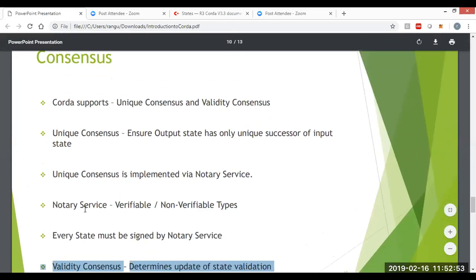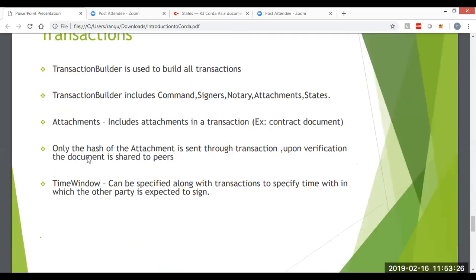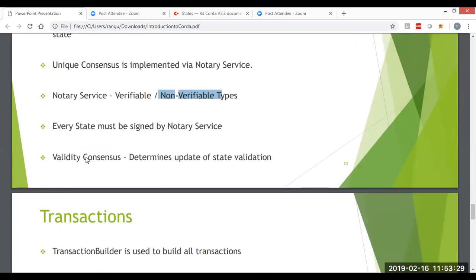When you talk about the notary service, if you send a transaction, the notary service can either see the data or not see the data. This talks about privacy. You can implement both types of notary services: verifiable and non-verifiable. When I say verifiable, it will read all your data and make sure it is not read by other nodes, but the notary will read it. If you don't want even the notary to read it, you can go ahead with a non-verifiable notary service. So that is about consensus.